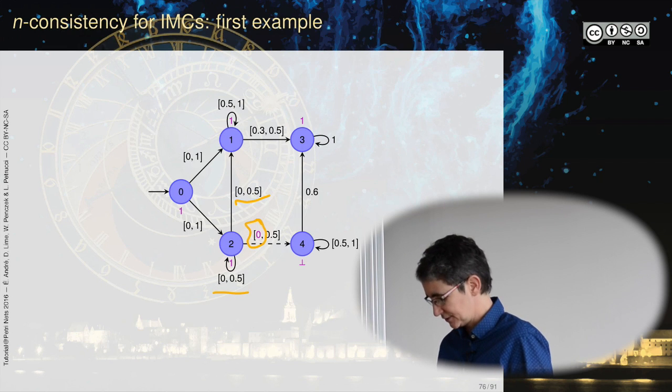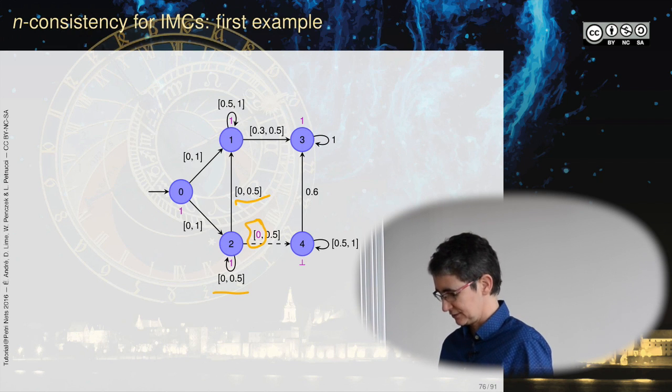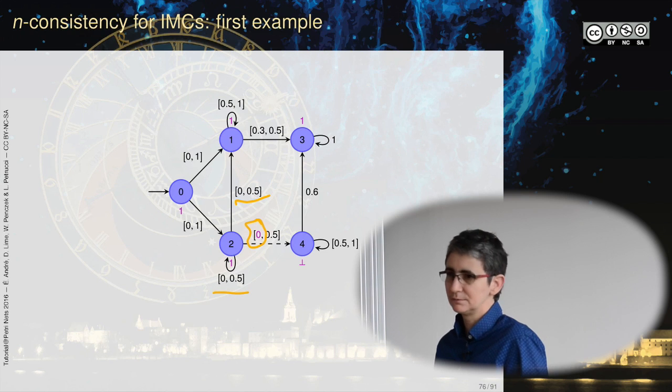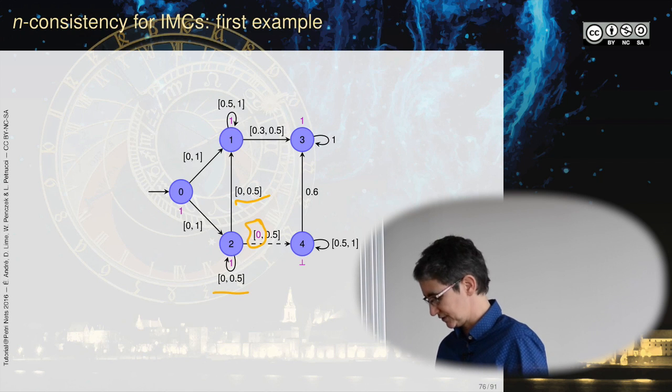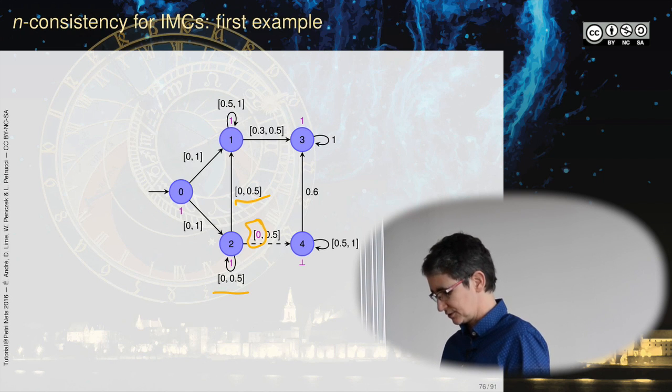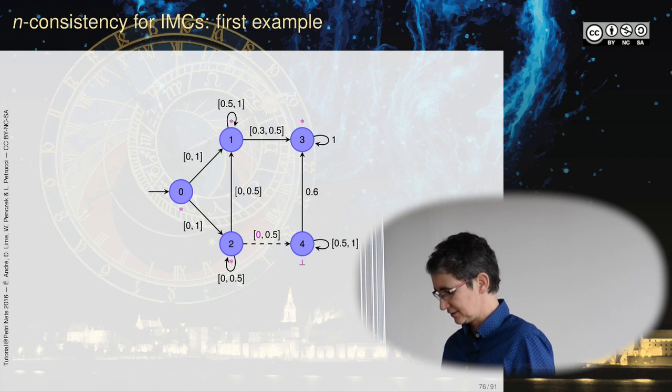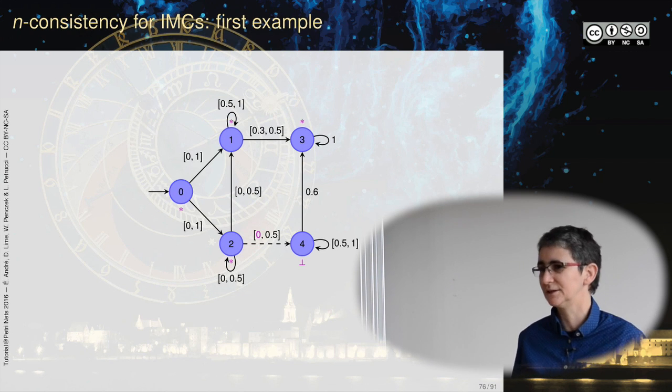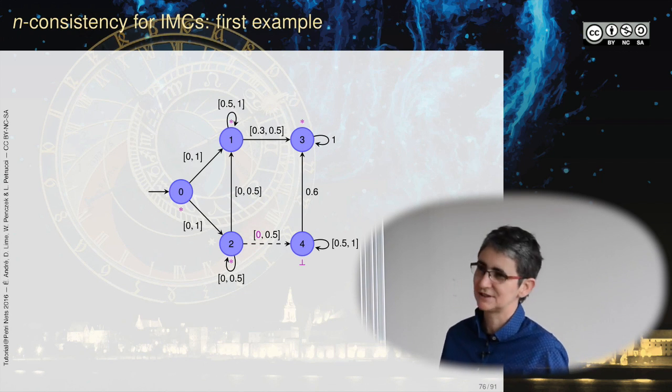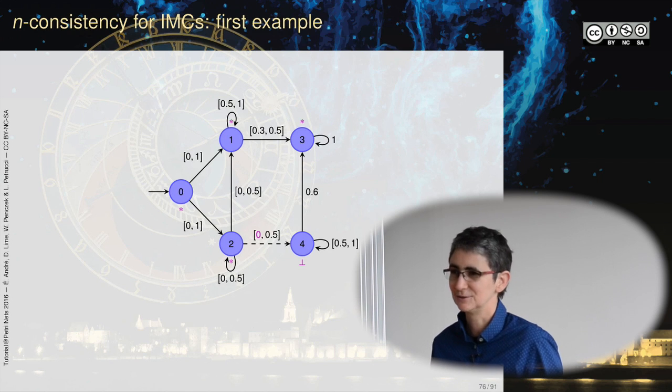Okay. So 2 is one consistent. And you can repeat the same procedure for all nodes, and you'll see they are all one consistent. And in fact, they are all n-consistent for n bigger than 1, well, except state 4, that is not.